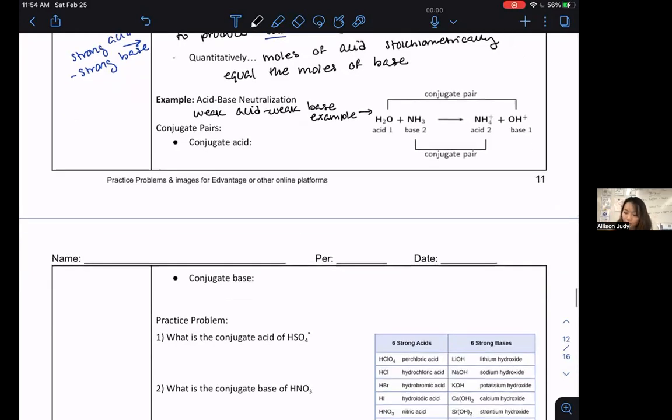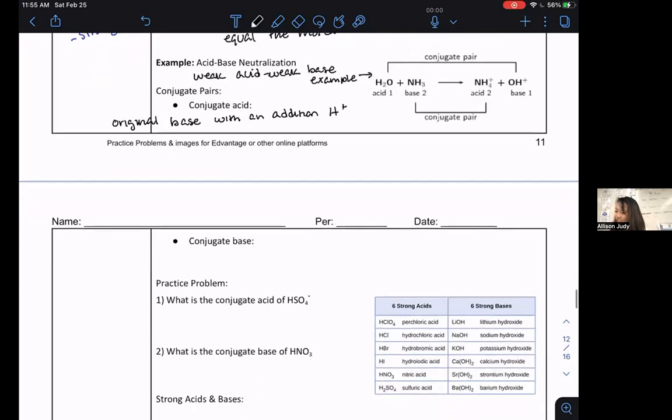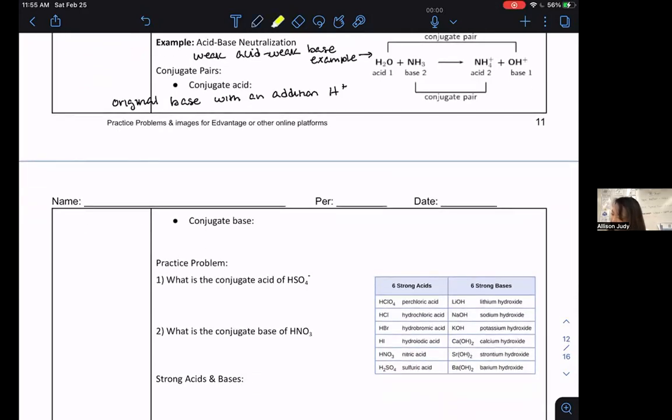So for a conjugate pair, we say the conjugate acid is the base with an additional H plus. It was the original base. I'll say the OG base, right? Is that maybe too slang? We'll say original. It was the original base with an addition of an H plus. So here our conjugate acid is NH4 plus, ammonium, polyatomic, okay?